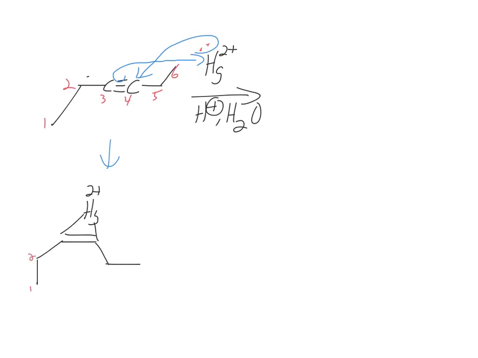1, 2, 3, 4, 5, 6. Of course, this is a syn addition. Right, the mercury is adding to the one face, so both of these ethyl groups are going to be on the same side of the pi bond. Now at this point, this is itself a good electrophile, right? So mercury 2 plus.